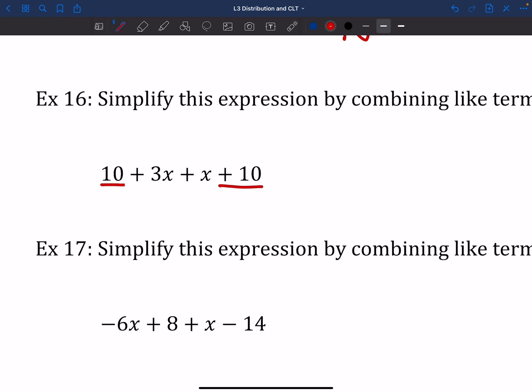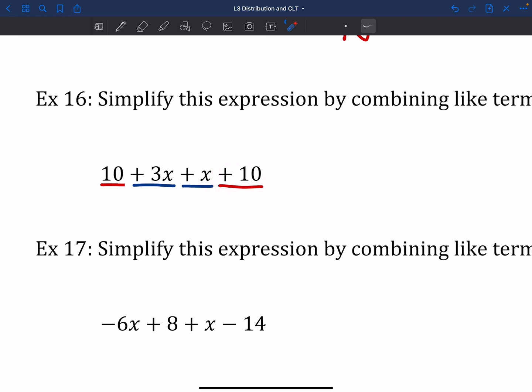Those are like terms. And then also taking a look and saying, all right, can I match up anything else? We've got positive 3x and then another plus x there, right? Those would be like terms as well. So group them by the like terms, and then we're just going to smush them together based on what the signs say.